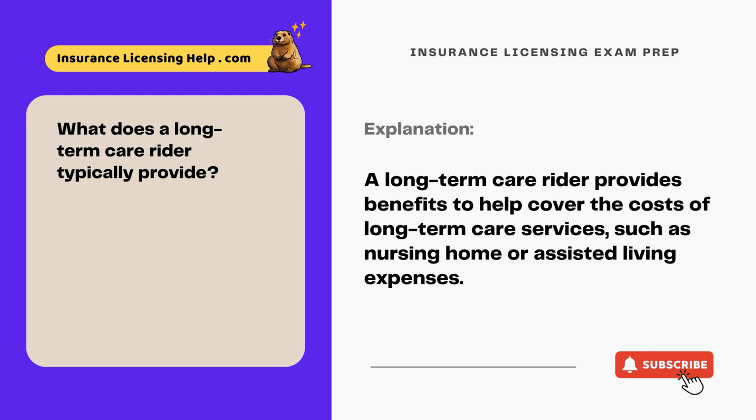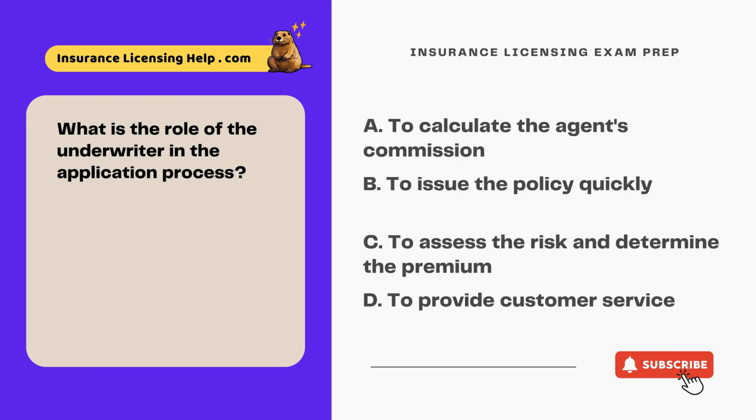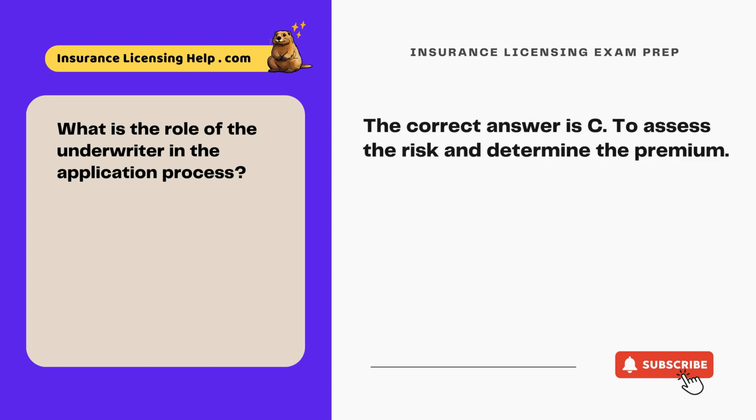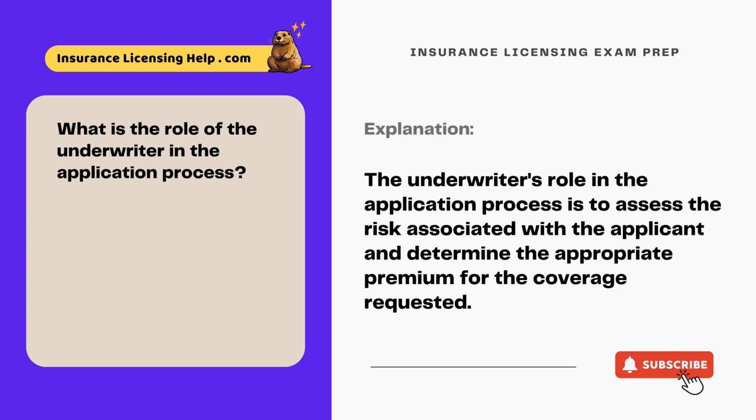assisted living expenses. What is the role of the underwriter in the application process? A. To calculate the agent's commission. B. To issue the policy quickly. C. To assess the risk and determine the premium. D. To provide customer service. The correct answer is C. To assess the risk and determine the premium. The underwriter's role in the application process is to assess the risk associated with the applicant and determine the appropriate premium for the coverage requested.